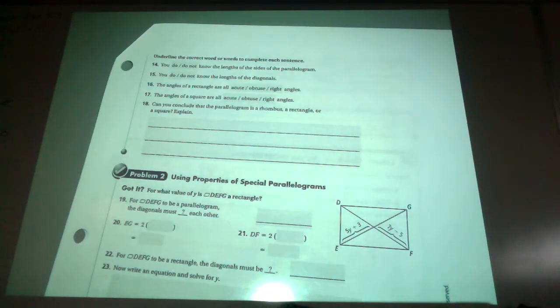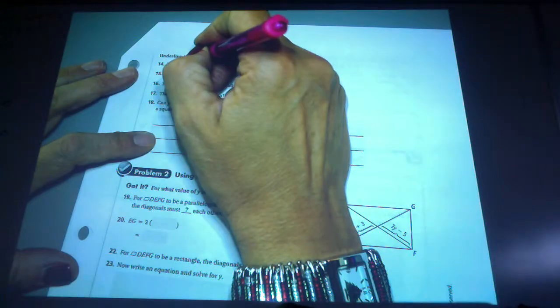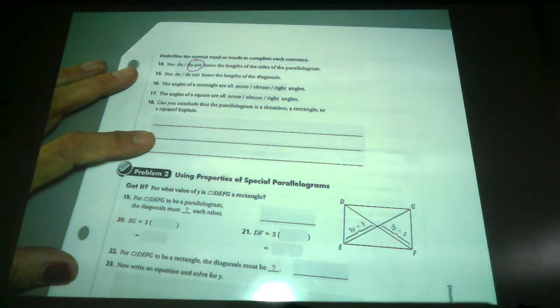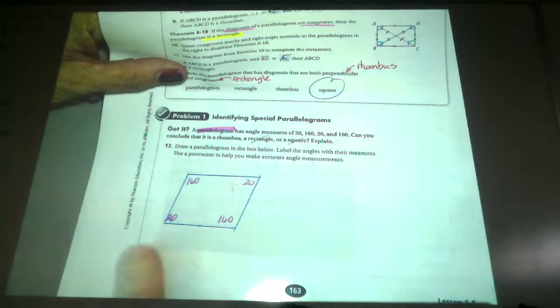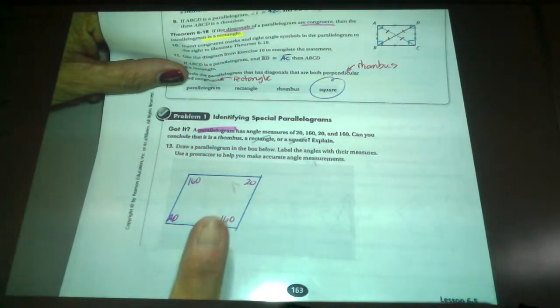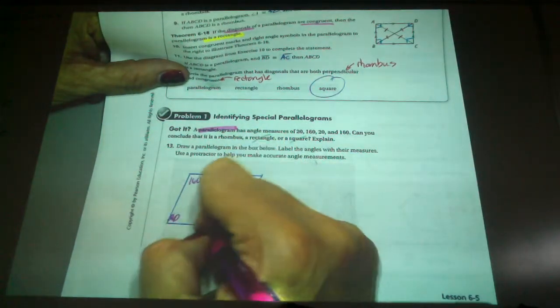Follow the questions here. You do or do not know the lengths of the sides of the parallelogram. True or false? Do or do not? I do not. I don't know the lengths of the sides, right? All that I know are the angle measures and the fact that it is a parallelogram. So the fact that it's a parallelogram, I can mark this and those for sure.